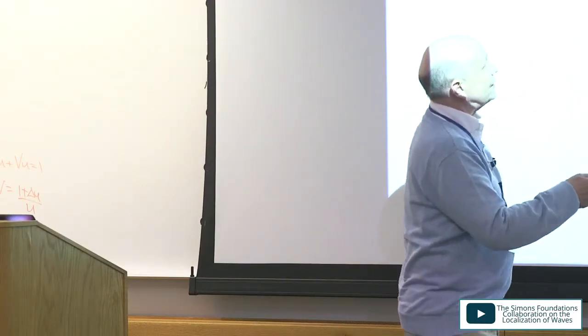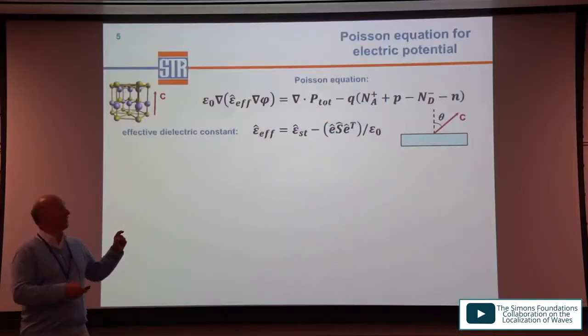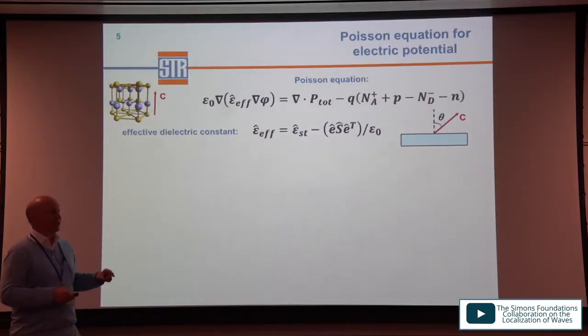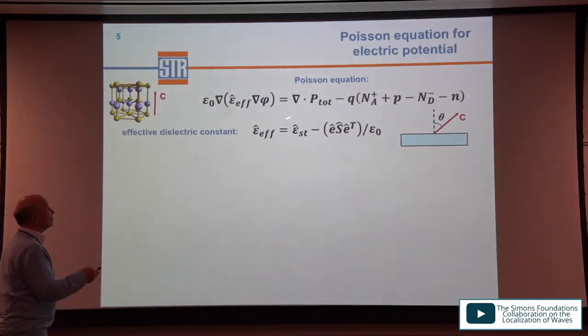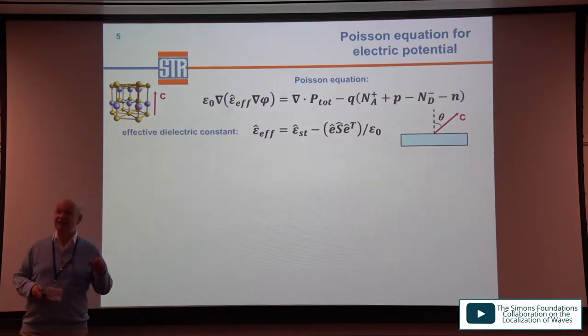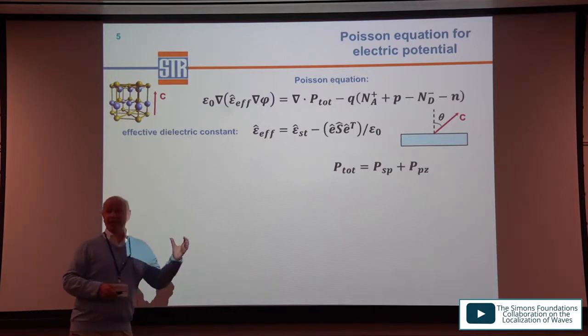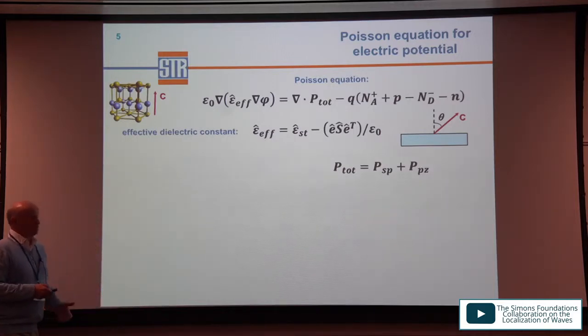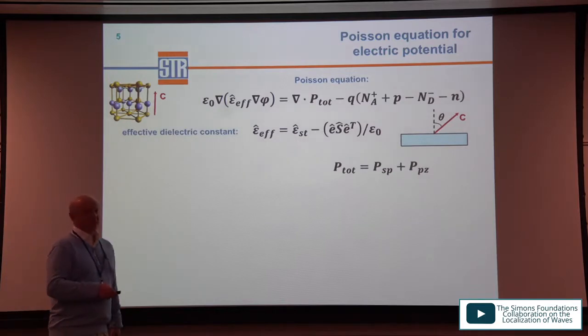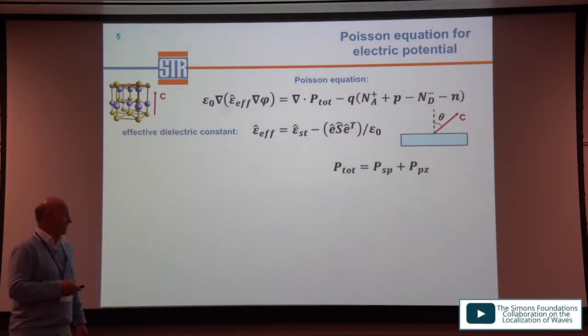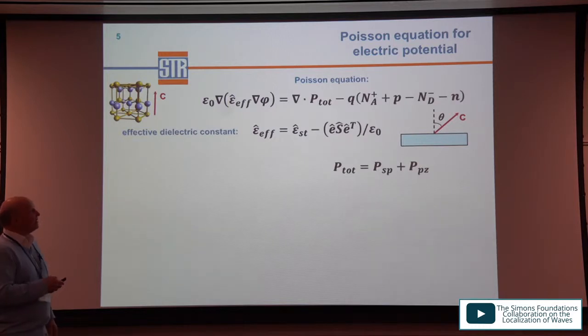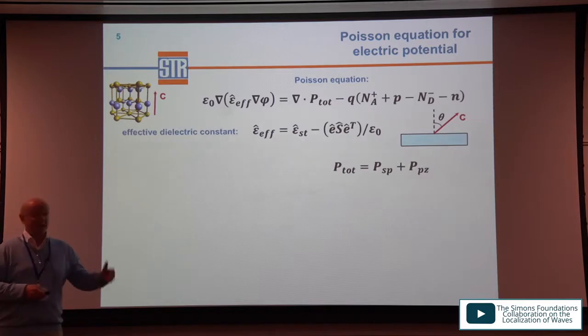In addition to the space charge created by electrons, holes, and ionized acceptors, there is also the electric polarization in nitride semiconductors. The electric polarization consists of the spontaneous electric polarization, which is rather high, and piezoelectric polarization dependent on strain. And you can see here that the charge produced by electric polarization depends on its variation in space.